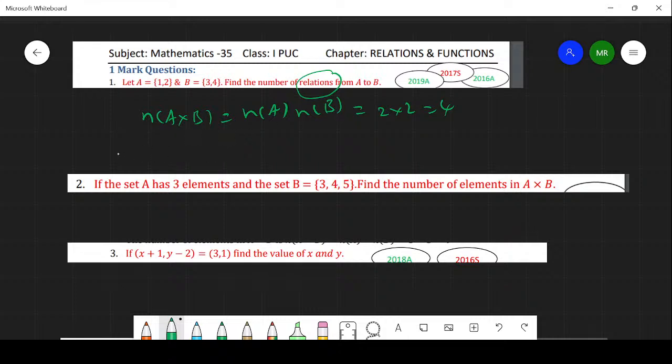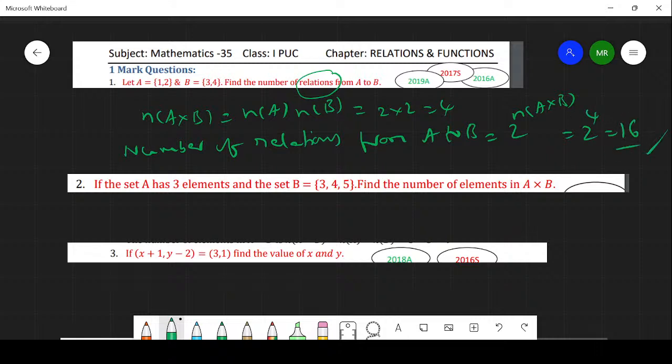So the number of relations that can be defined from A to B is equal to 2 to the power of n of A cross B. That's the formula we have. 2 power 4 is 16. So all 16 subsets of A cross B are nothing but the number of relations, because every subset of A cross B is known as a relation from A to B.